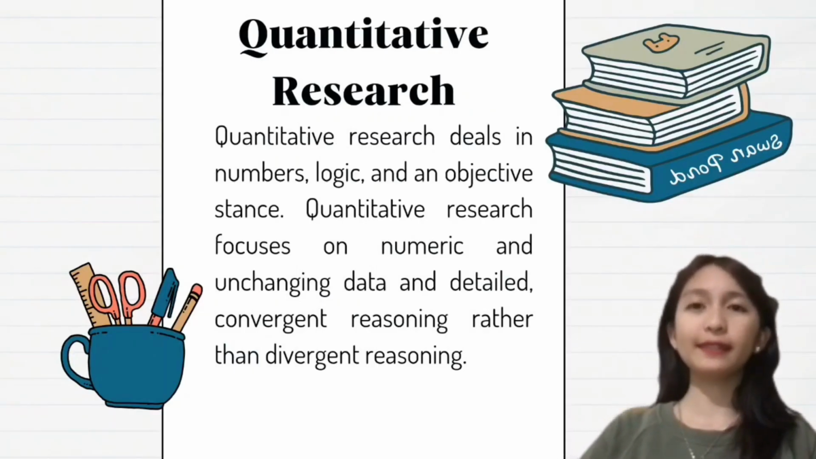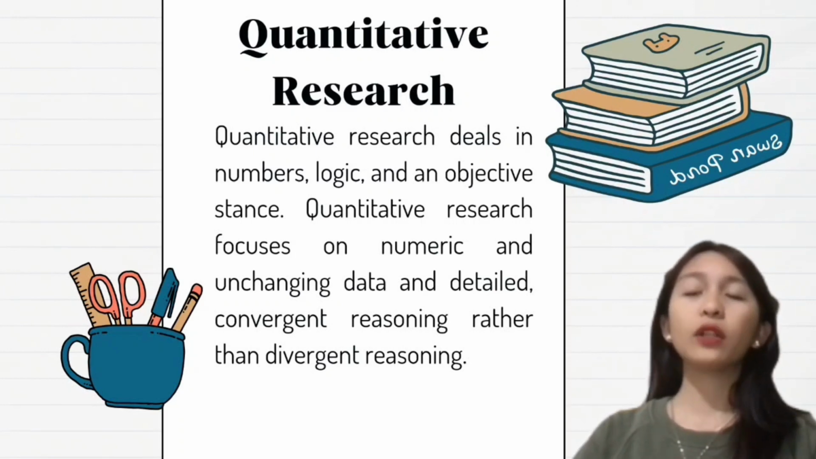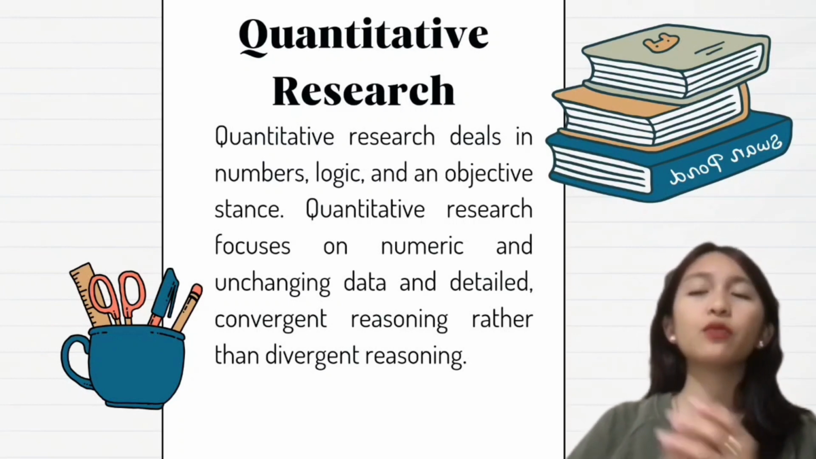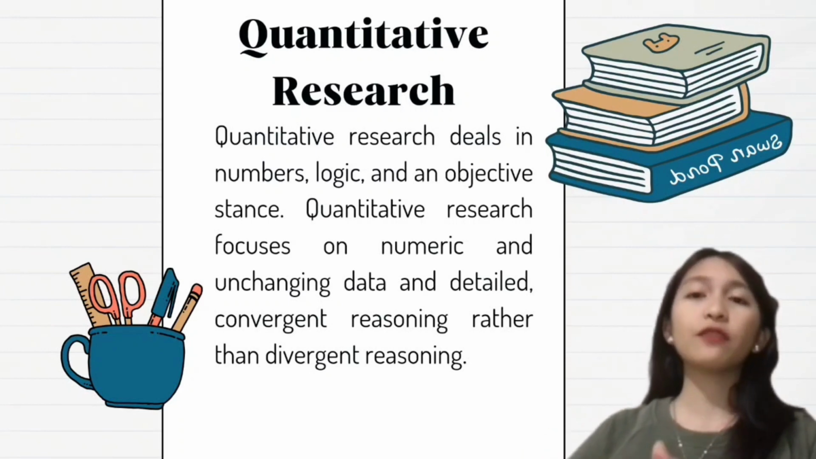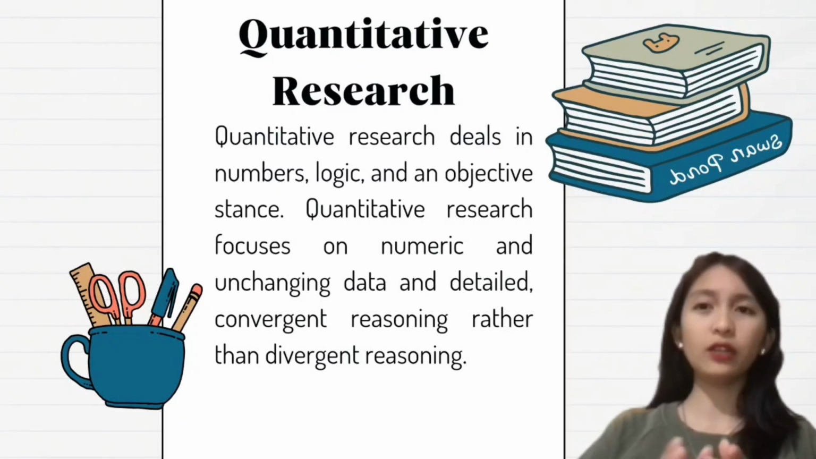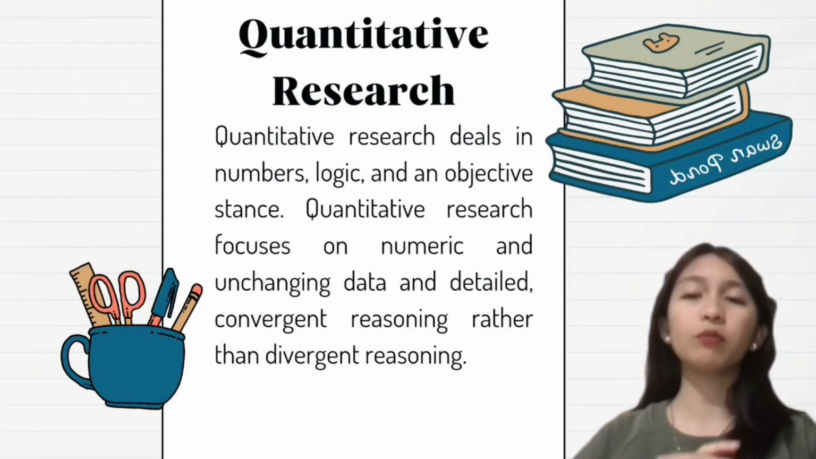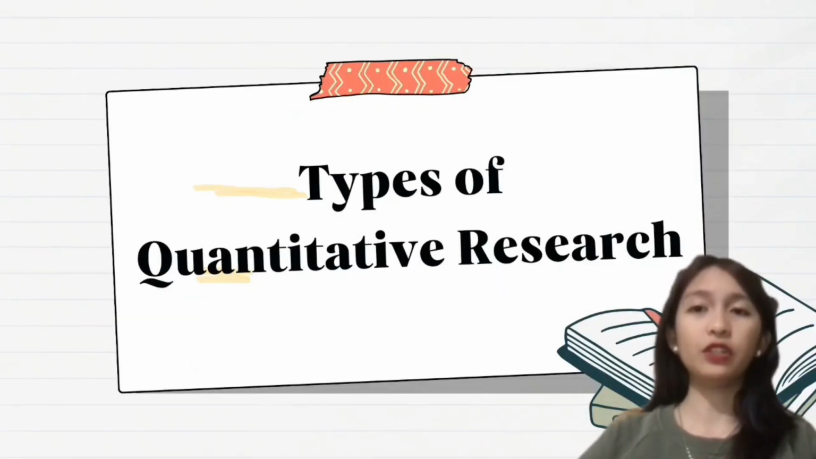Quantitative research deals in numbers, logic, and an objective stance. Quantitative research focuses on numeric and unchanging data in detail. Convergent reasoning rather than divergent reasoning. Divergent reasoning is the generation of a variety of ideas about a research problem in a spontaneous, free-flowing manner. There are also different types of quantitative research.